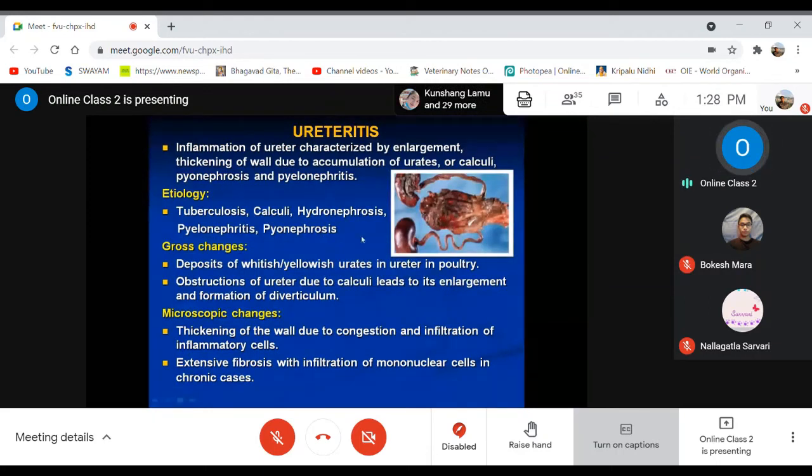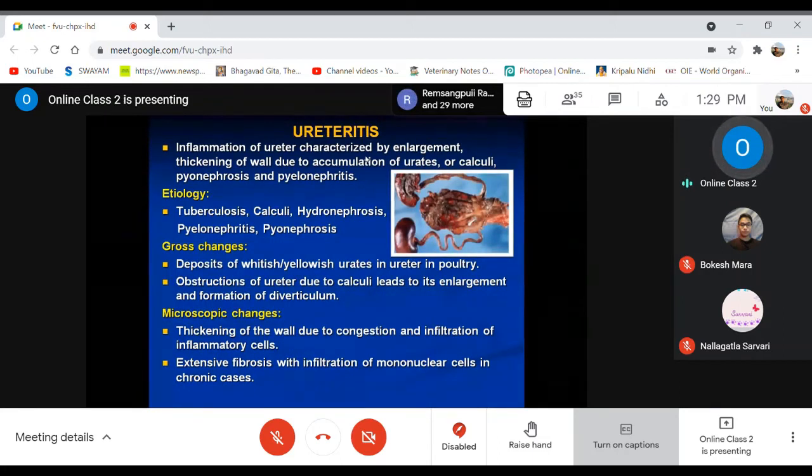Next, we have talked about the inflammation of the kidneys. The next part is the ureters. When the ureters are inflamed, it is known as ureteritis. Any organ or tissue which gets inflamed used to get enlarged, so here also there will be enlargement of the ureters. The walls may be thickened due to accumulation of urates or calculi, and pyelonephritis and nephrosis may also be present.